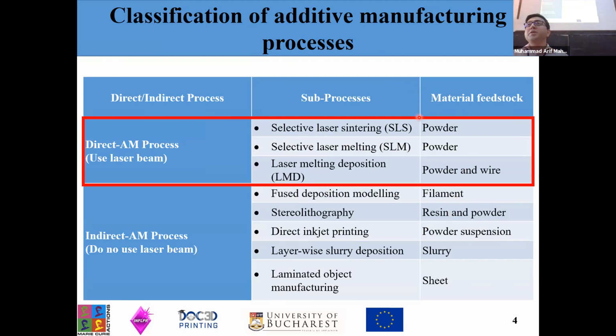Additive manufacturing processes can be classified into direct and indirect additive manufacturing processes. For the direct additive manufacturing process, we usually use a laser beam to melt material, while for indirect additive manufacturing, we do not use a laser beam. Instead, we use a filament, a resin, or powder, slurry, or sheet. This thesis is primarily focused on direct additive manufacturing processes, also known as laser additive manufacturing processes.